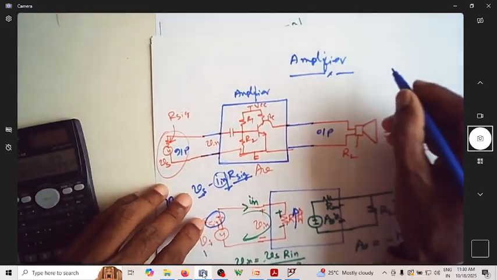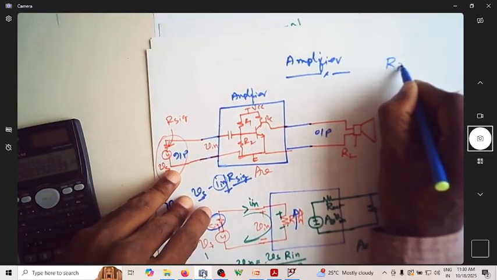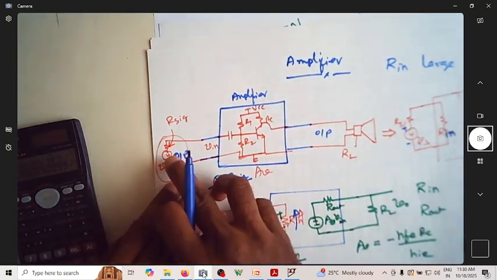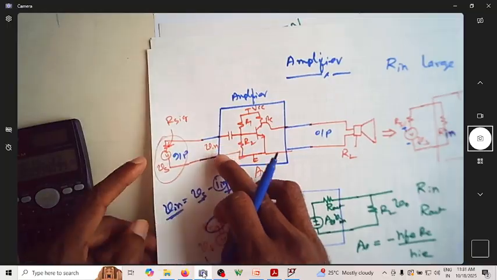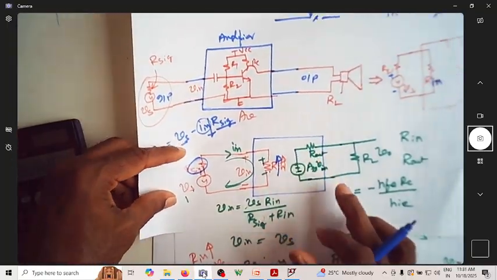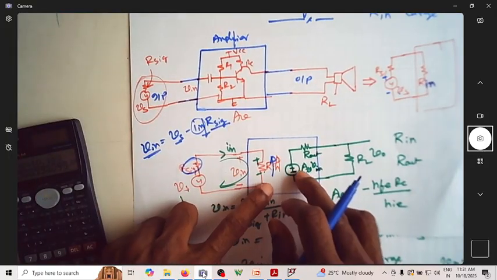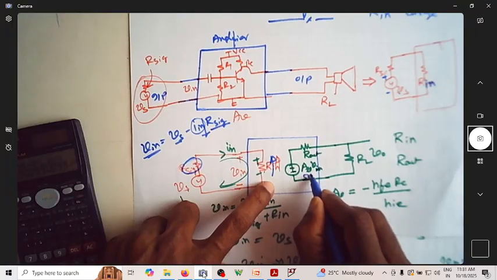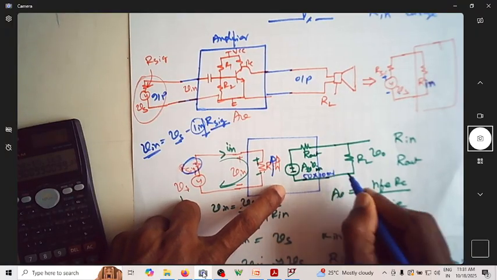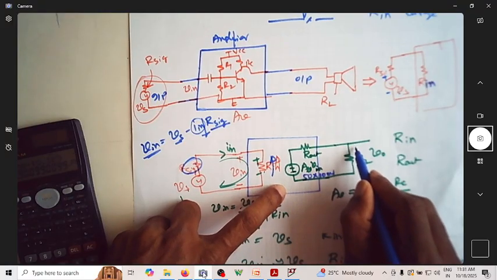So what is the requirement of the amplifier? Rin should be large. Reason: the voltage should reach the amplifier input. Next is, what should be Rout? We know that the signal is amplified, assume it is increased by 50 times. So 50 times 10 millivolt is reaching here. So how much will reach the output here?